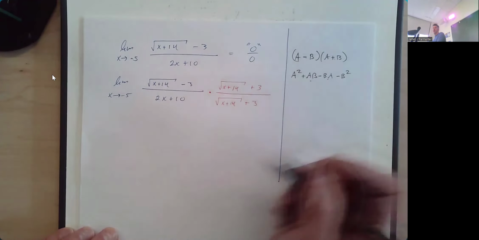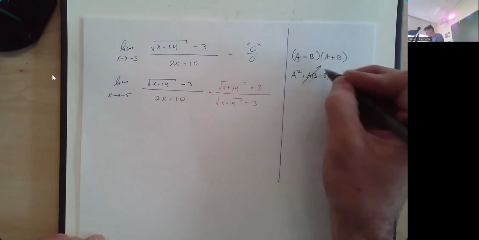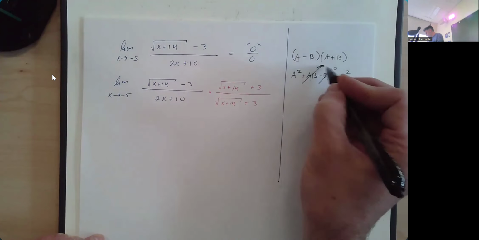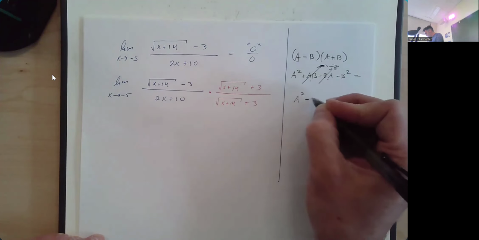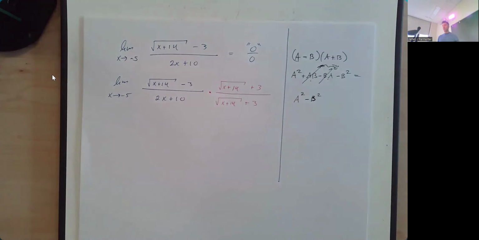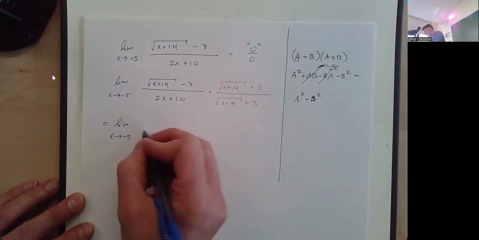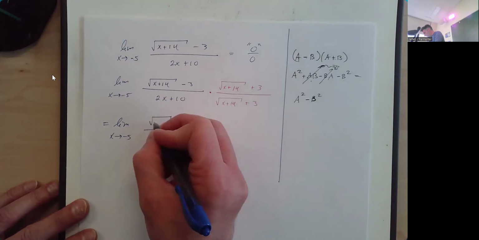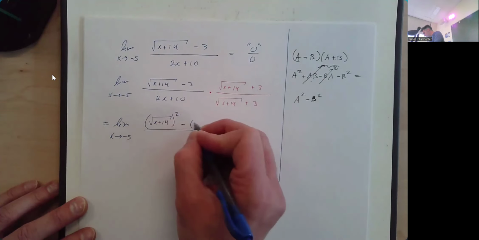But A times B and B times A are the same, and so A times B minus B times A is 0. Together, they're 0. So we end up with just the first thing squared minus the second thing squared. And that's always what's going to happen when you multiply two conjugates together. You get the first thing squared, middle terms cancel, and then minus the last thing squared. So here, we're going to get the limit as x approaches -5 of the square root of x plus 14 squared minus 3 squared.